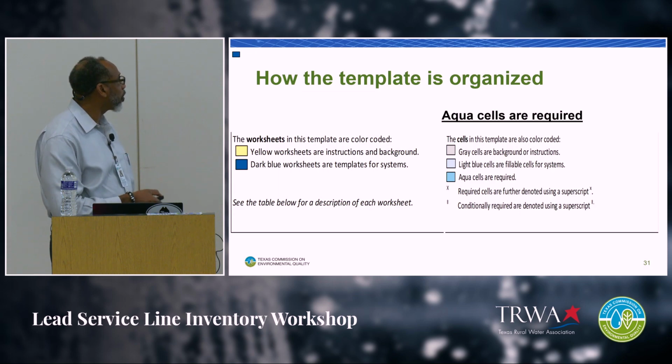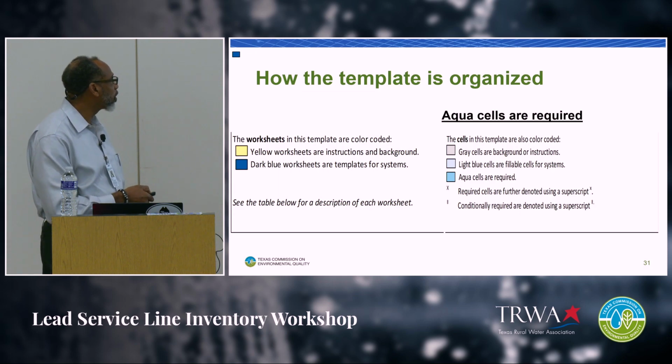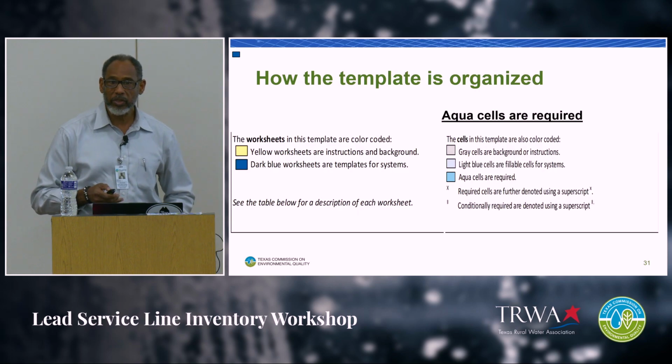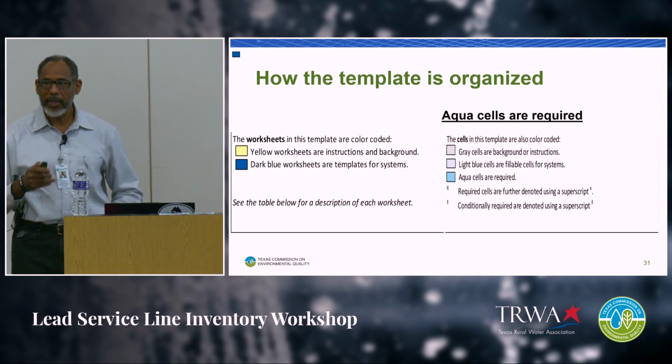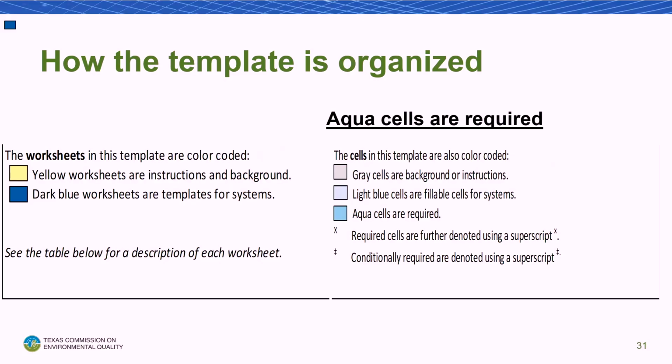It's all color-coded to make it easy for us. So you have your yellow worksheets. Anything in yellow on the template is just instructions and background material. Nothing for you to do there other than just read it and familiarize yourself with it. The dark blue are templates for the system. So you would put in system information, contact information, telephone number, population, connections count, et cetera.